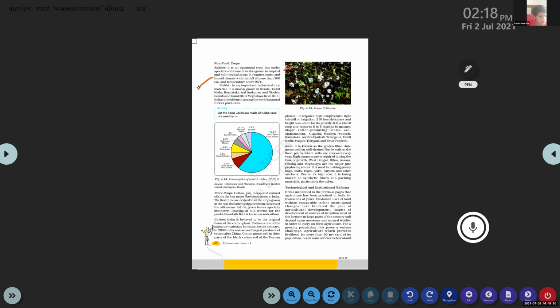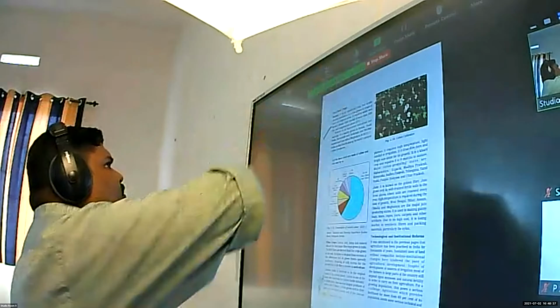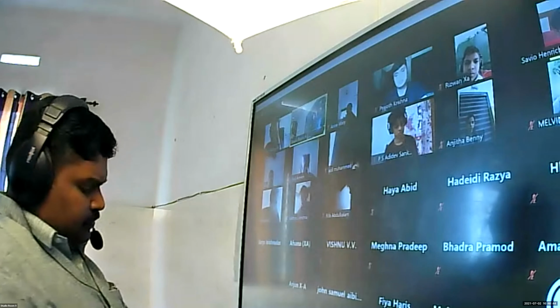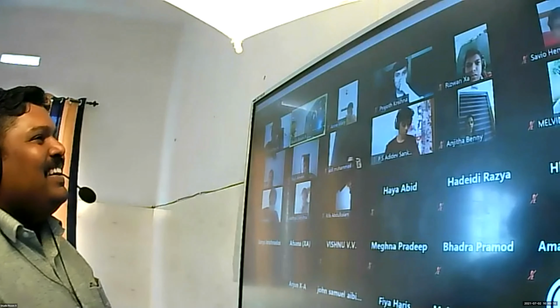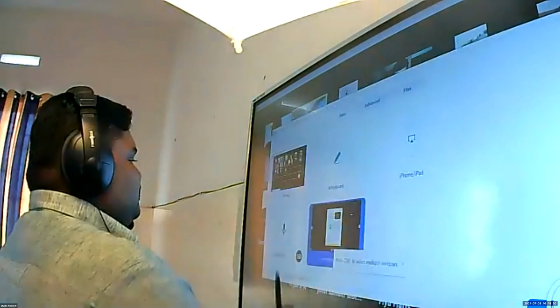We don't have that paragraph. Okay, so let it be. Savio, please read that paragraph about rubber loudly. So, it is an equatorial crop, but under special condition, it is also grown in tropical and subtropical areas. It requires moist and humid climate with rainfall of more than 200 centimeters and temperature above 25 degrees Celsius. Rubber is an important industrial raw material. It is mainly grown in Kerala, Tamil Nadu, Karnataka, Andaman and Nicobar Islands, and Garo Hills of Meghalaya. Same only, changes are there.